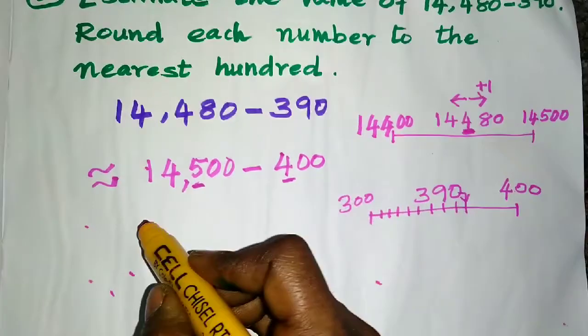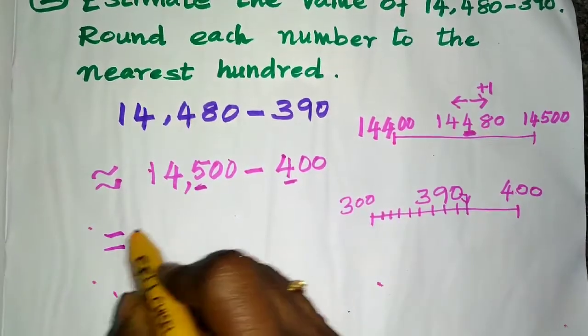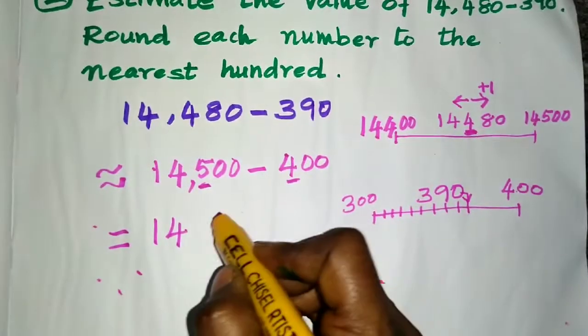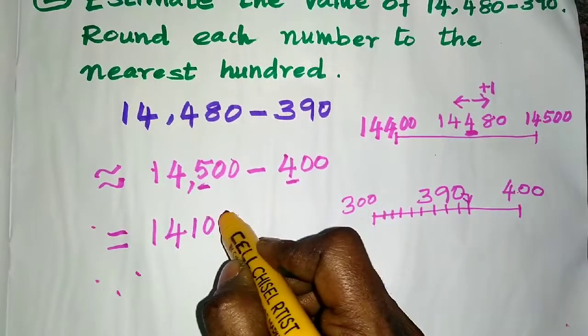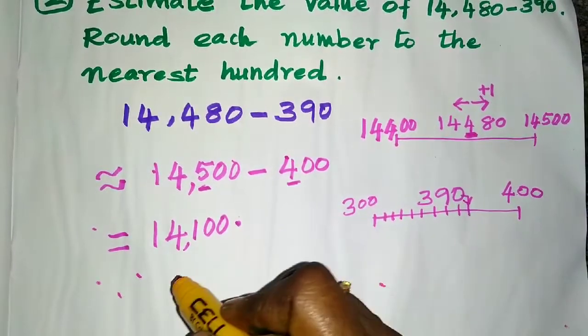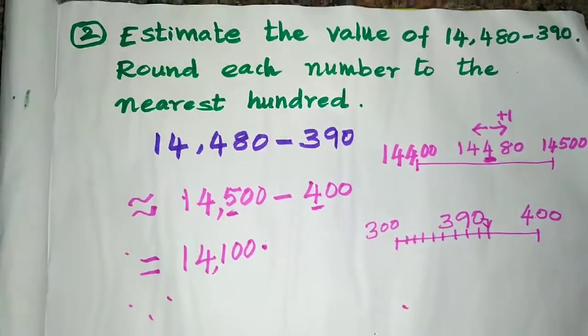Are you clear? Now subtract these two values. 14,500 minus 400 is 14,100. 5 minus 4 is 1. So you get the hundreds place value as 1. 14,100.